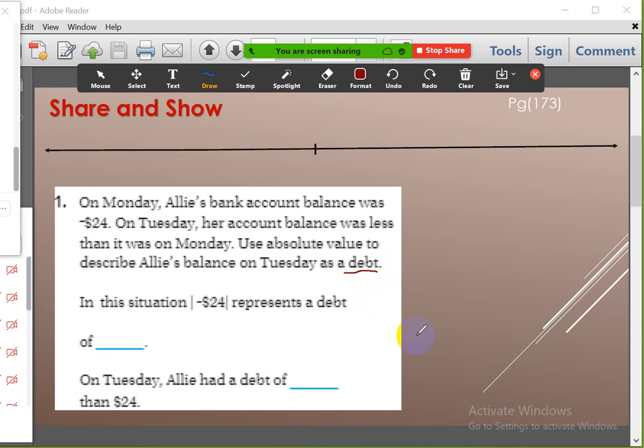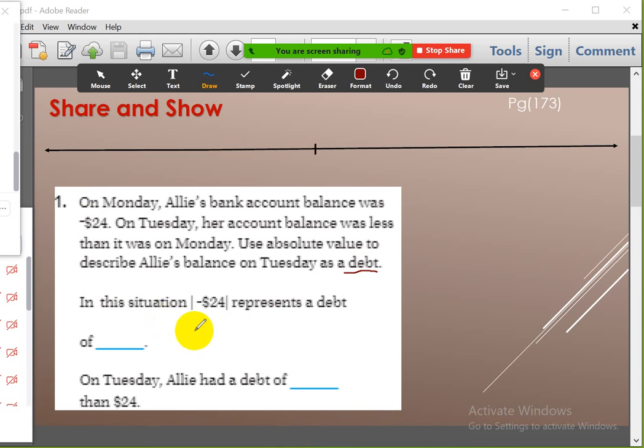You know what debt means? Debt means that you have to put money in your bank account. You have negative $24 in your bank account. That means the bank needs money from you. The bank here wants $24 from Ali. Okay, that's what I mean by a debt.